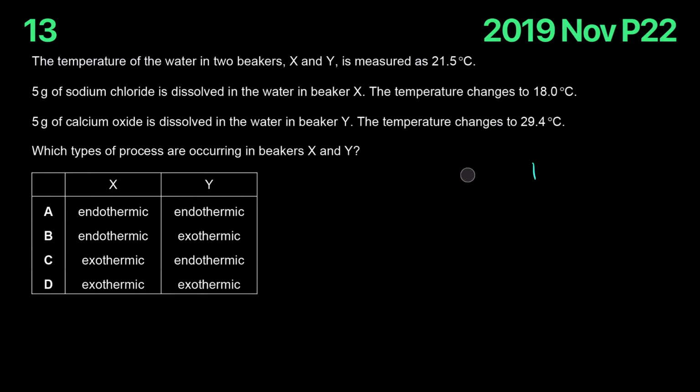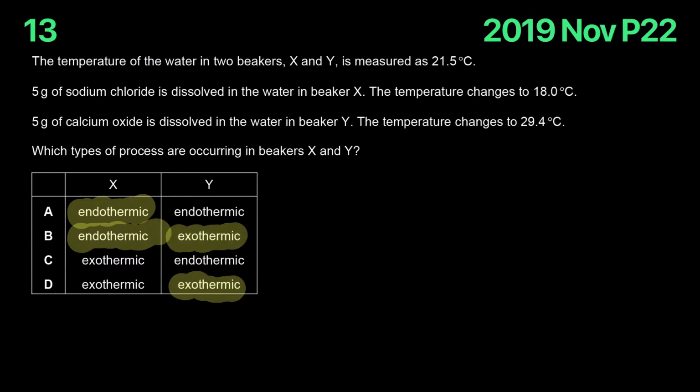When I found that out, I was like, whoa. Okay, 5 grams of calcium oxide is dissolved in the water in beaker Y. The temperature rose in Y and the temperature fell in the first one. So X is endothermic, whereas Y is exothermic. Let's just read the complete question. Which type of processes are occurring in beakers X and Y? And we're looking at B as the correct answer. Am I right or am I right?